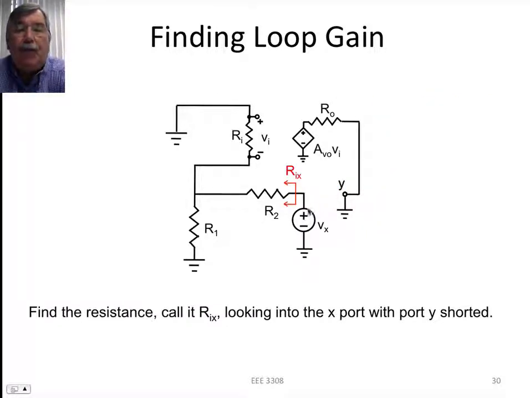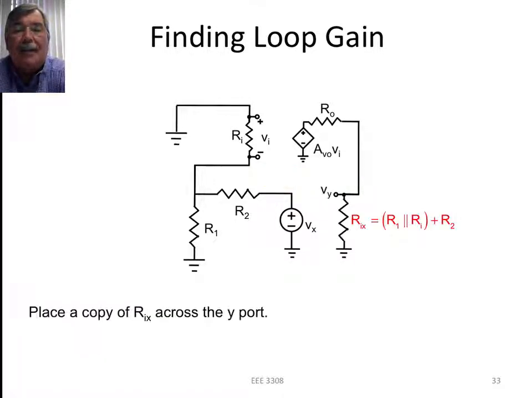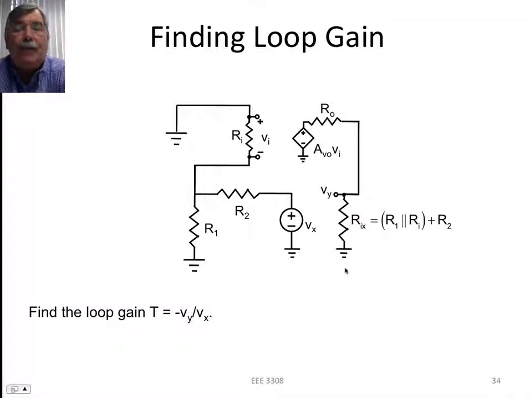We apply a voltage source Vx to the input port, and we need to find the resistance seen by Vx. In this case, I'm going to call it Rix, and it would be R1 in parallel with R sub I plus R2. And I'm going to make a copy of Rix, and I'm going to put it across the Y port. And this is the circuit we're going to analyze. We're going to find its gain. The gain of this amplifier is T, and it is the loop gain. I'll worry about the signs of the gains later. We're going to need it to be negative feedback, and we'll say more about that.